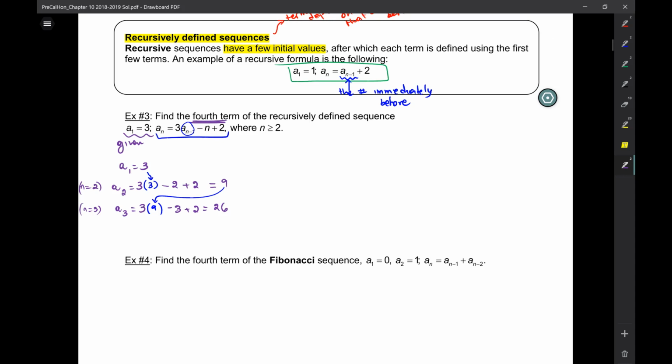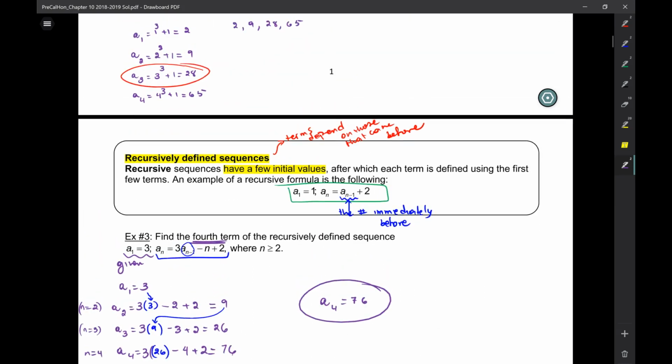So do you see the recursiveness of it? In order to generate each term, you have to go and look at the term right before it. You can't just jump to term number 51. All right, so let's do another one. A sub 4, what's n now? N is 4, so it's going to be 3 times how much? 26, right? The term that came right before, minus what? Minus 4 plus 2. And that'll make it 76. All right, and that's what we need. We wanted the fourth term, so a sub 4 is 76.